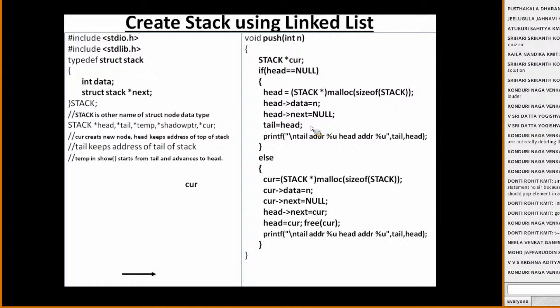Right? How do you identify the last node? When the next link is null, that means that happens to be the last node in the stack. Now, because that's the first element, tail equal to head means what? Because there is only one node, I can call that node as tail also, I can call that node as head also, right? So tail is equal to head, right? And just for the sake of it, I am printing out the address, percent u, of tail and head.